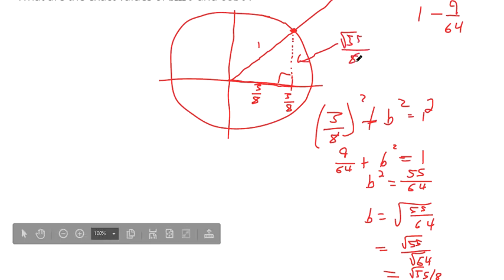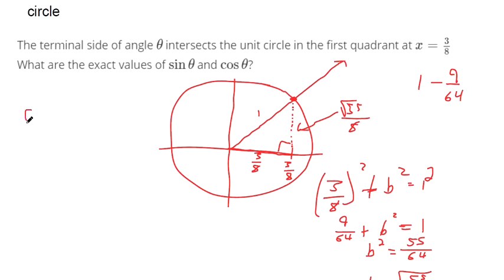Alright, now that we have all the sides, let's try to answer that question. What's sine of theta? Remember, it's not asking us to solve for theta. It just says what's the opposite over the hypotenuse for angle theta here. Well, the opposite is square root of 55 over 8. And the hypotenuse is 1. So the opposite divided by the hypotenuse is square root of 55 over 8.